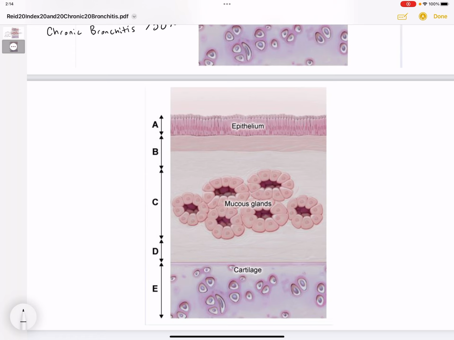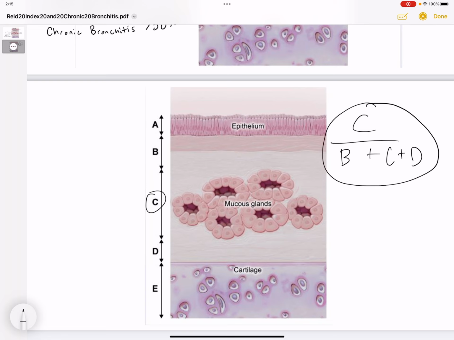That is going to be the letter C, all over the lamina propria, which is represented by the letter B, as well as the submucosa, which is going to be the combination of C as well as D. So in this picture, this will be the equation for the Reid index.